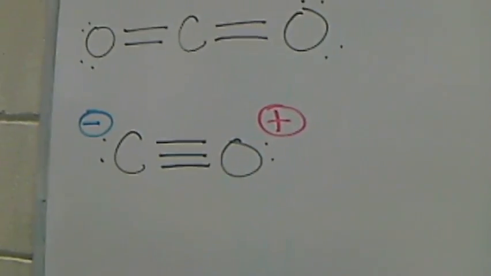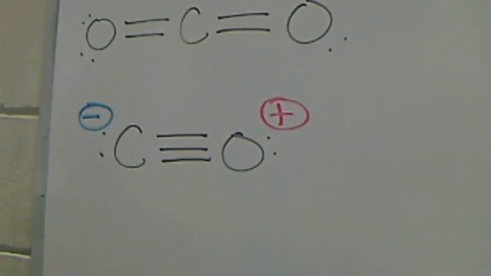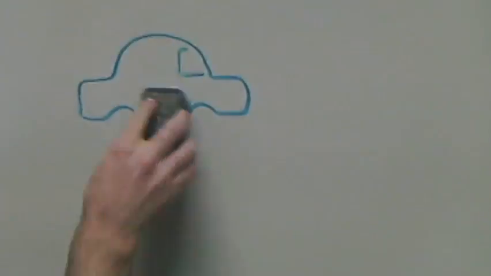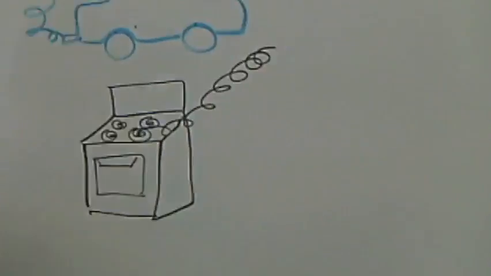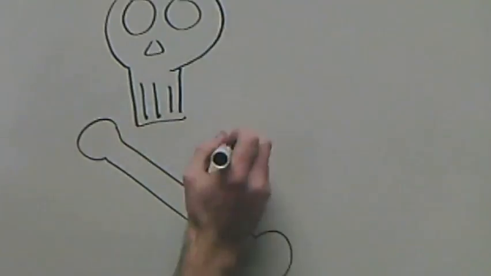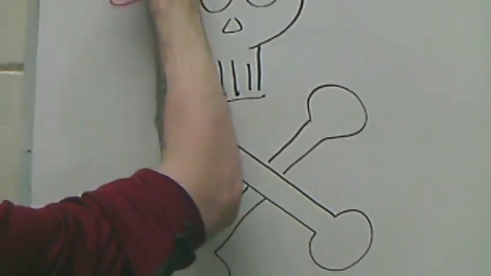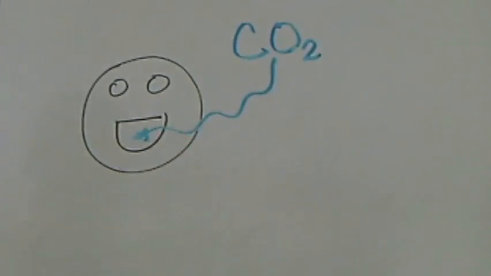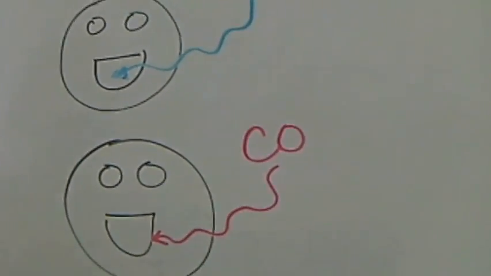Carbon monoxide is produced by things like cars, stoves, and the burning of coal, while carbon dioxide is produced from just breathing. Carbon monoxide is very dangerous. When too much is inhaled, it can be lethal. Carbon dioxide, on the other hand, poses no threat to our bodies.